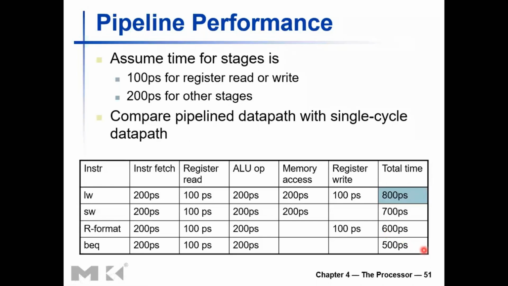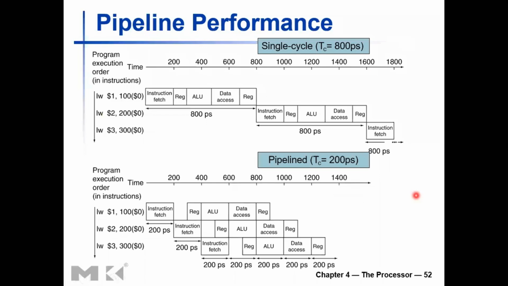Now, we know that the load word instruction is the one that uses all 5 stages and consumes the most time. So let's assume that we have a program that is composed of only load word instructions. So load word from a particular address into register 1, another address into register 2, another address into register 3, and you can imagine other load word instructions coming after this. So the program consists only of load word instructions.